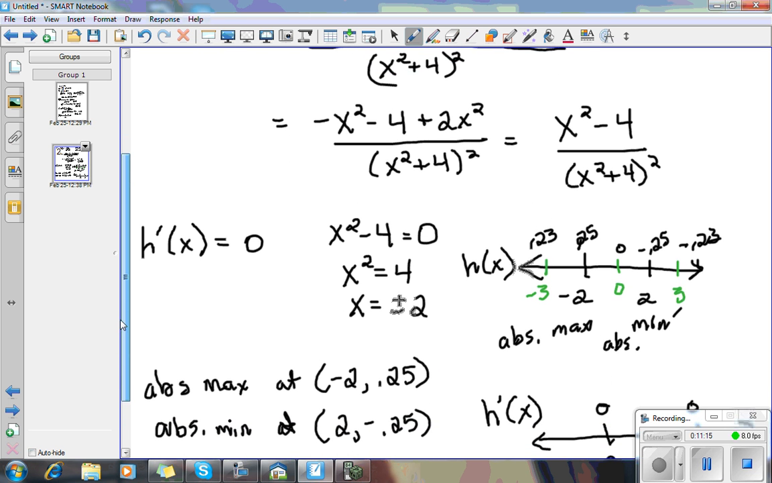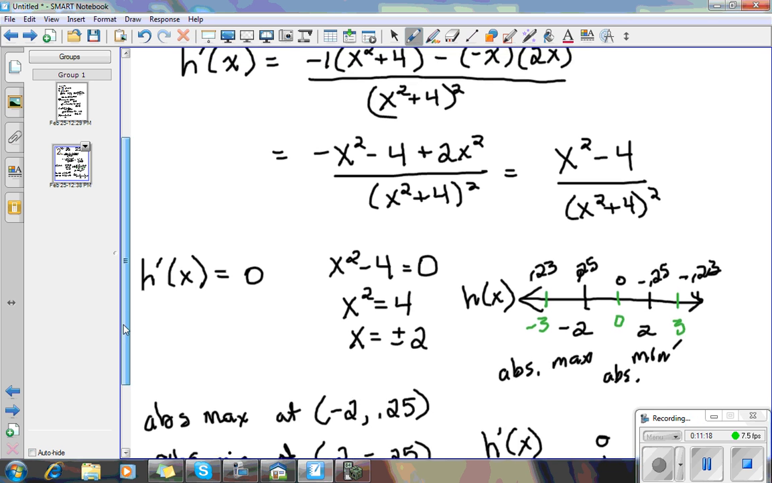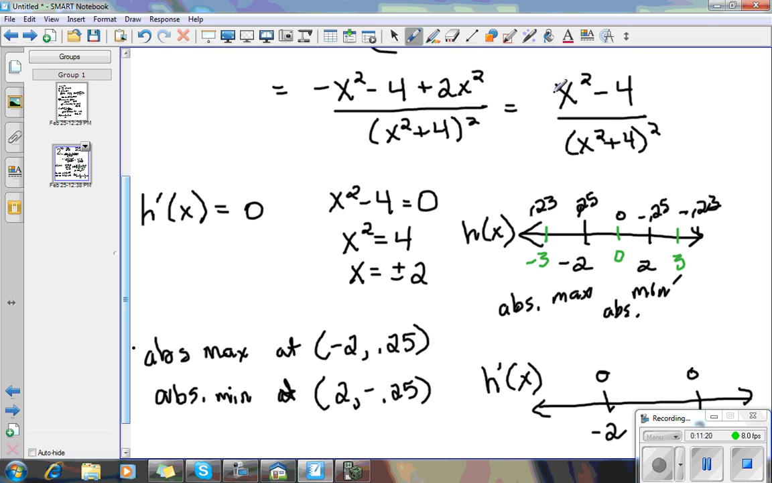So here was my derivative function. Let's go ahead and plug in a negative 3 up here. If I plug in a negative 3, I'm going to have 9 minus 4. So it's something positive on the top. And notice how in the denominator, I'm always going to have something positive. So I'm going to have a positive over a positive, which results in something positive. I don't really care what it is. To pick something in between negative 2 and 2, I'm going to pick 0. So if I plug in a 0, I get something negative in the numerator, and something positive in the denominator. So I have a negative over a positive, which is negative.